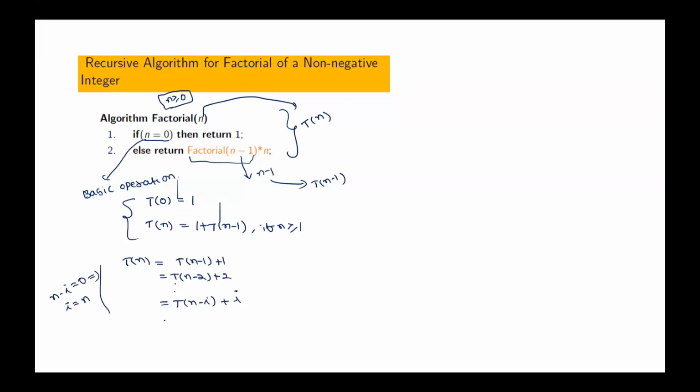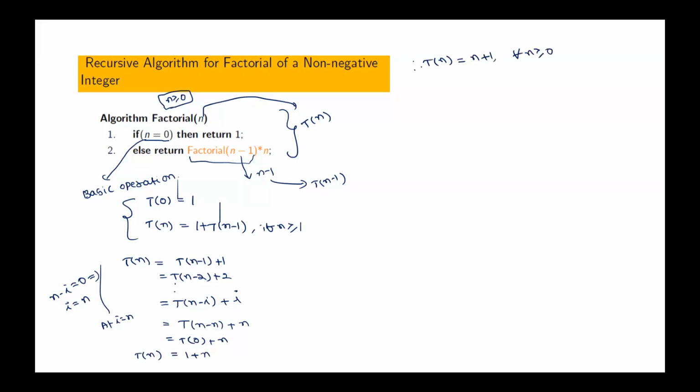At i equal to n, what is this value? T of n minus n plus n. So it is T of 0 plus n. What is T of 0? It is 1. So we have got 1 plus n. Therefore, T of n is n plus 1 for all n greater than or equal to 0. So this is our answer.